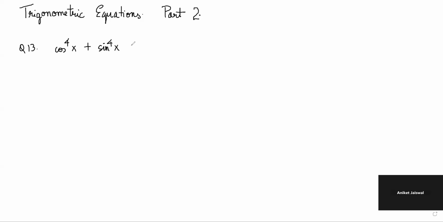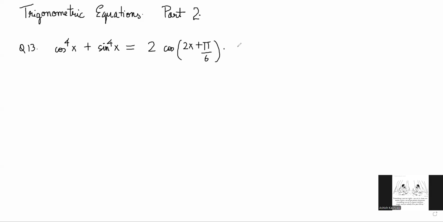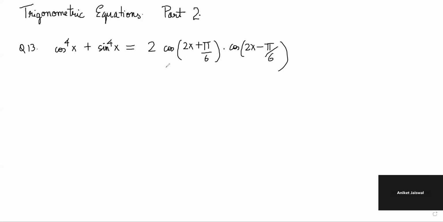Cos power 4x plus sine power 4x is equal to 2 cos(2x plus pi by 6) times cos(2x minus pi by 6). So you didn't try it? I tried it, sir, but it didn't work, sir.